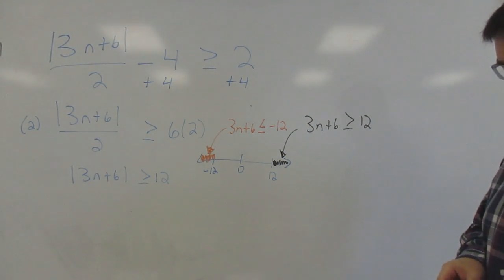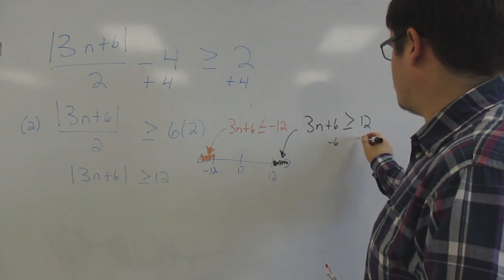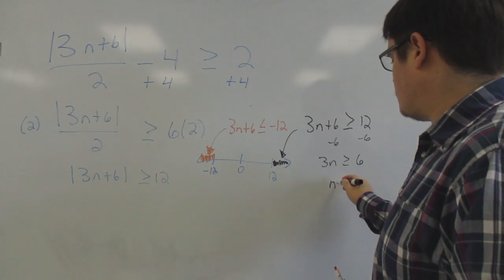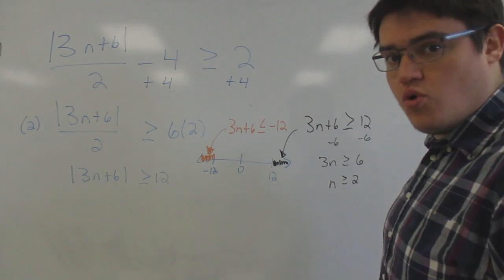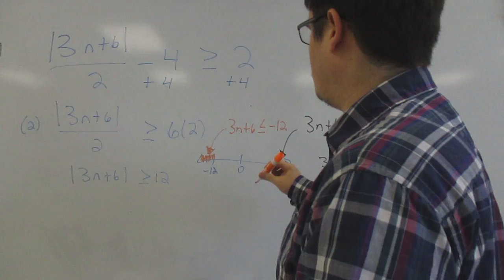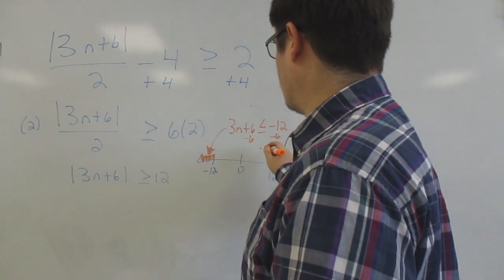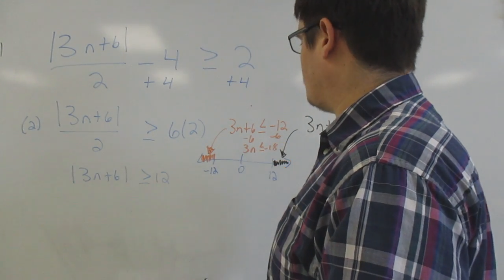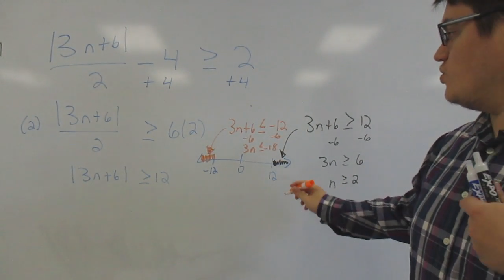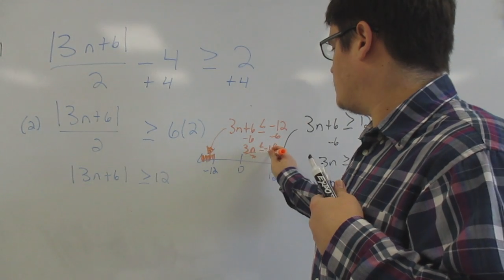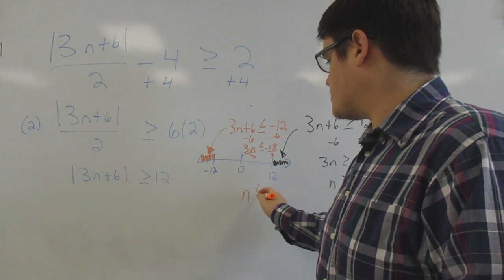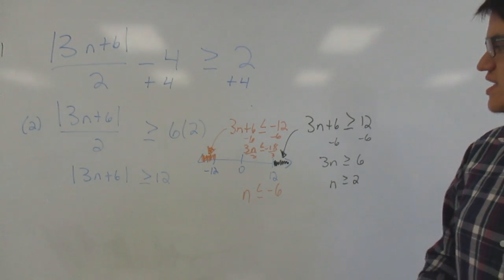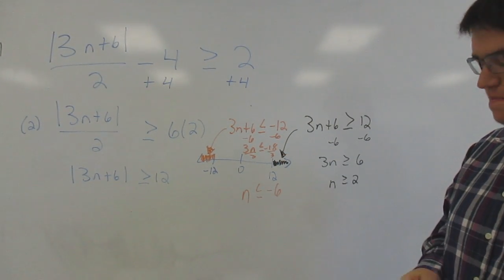Okay? Now I can solve each of these. Minus 6, minus 6. 3n is greater than or equal to 6. n is greater than or equal to 2. Minus 6, minus 6 can get a little bit crowded here, but it's okay. 3n is less than or equal to negative 18. When you divide by 3, n is less than or equal to negative 6. Remember, we don't flip the sign there because 3 was positive.